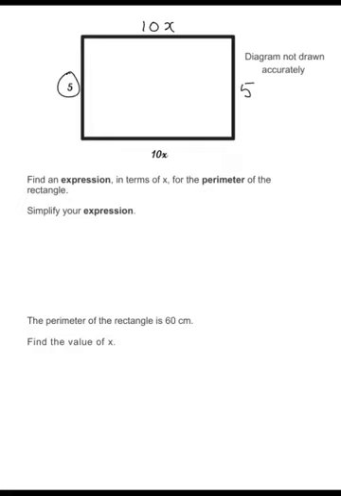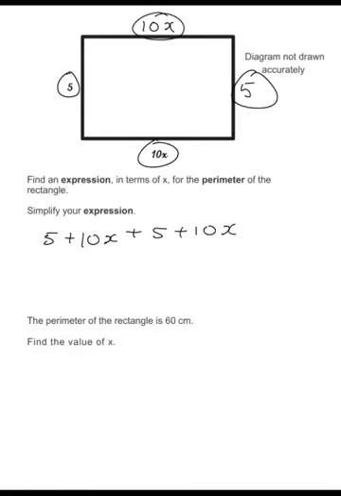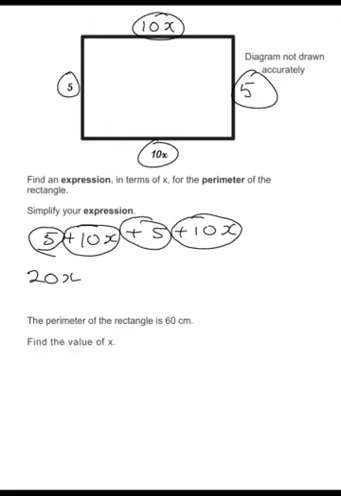So we'll start off with this one, 5 plus 10x plus 5 plus 10x. And it says simplify your expression, so we have to collect our like terms. So we've got plus 10x there, and we've got plus 10x there. So 10x plus 10x is going to be 20x. We have a 5 here, plus 5, which is 10. So the expression for the perimeter of that rectangle is 20x plus 10.